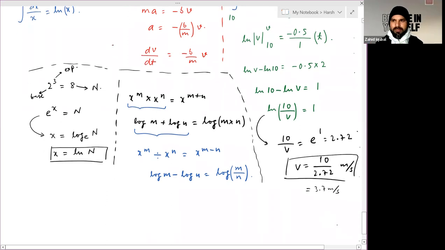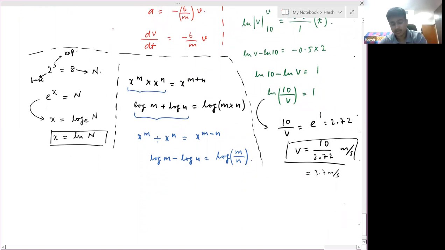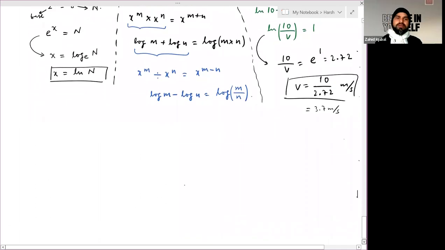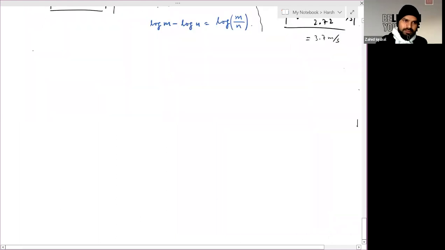For this problem, just remember only the logarithmic part and nothing more, okay? Okay, sir. Next is on application of this Stokes law. Let me define you about terminal velocity.